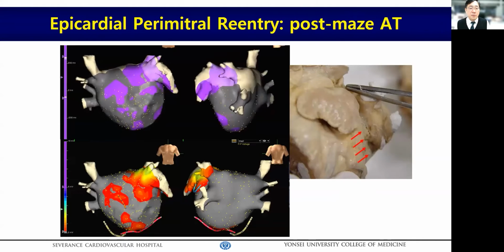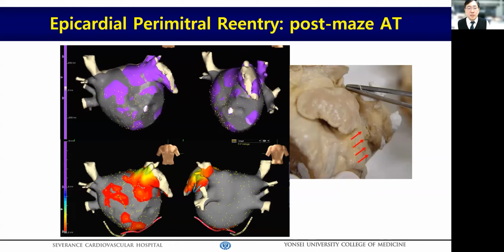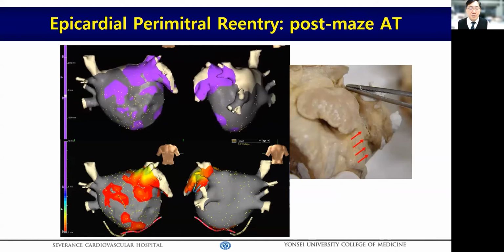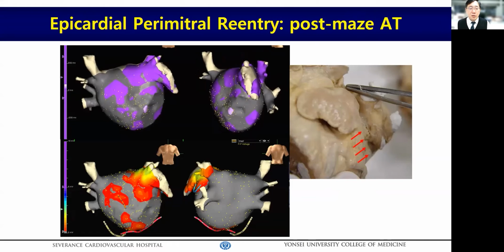And I would not talk about the detailed mechanism of macro reentry at this time, because there are too many nice lectures about macro reentry using high-density maps. However, I would like to emphasize the role of the epicardial conduction route in the mechanism of macro reentry.